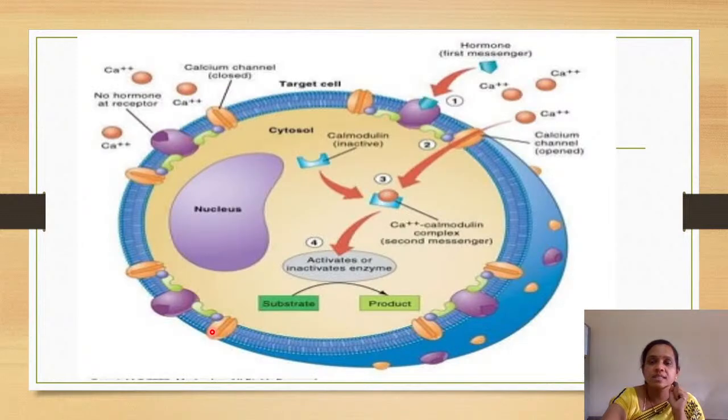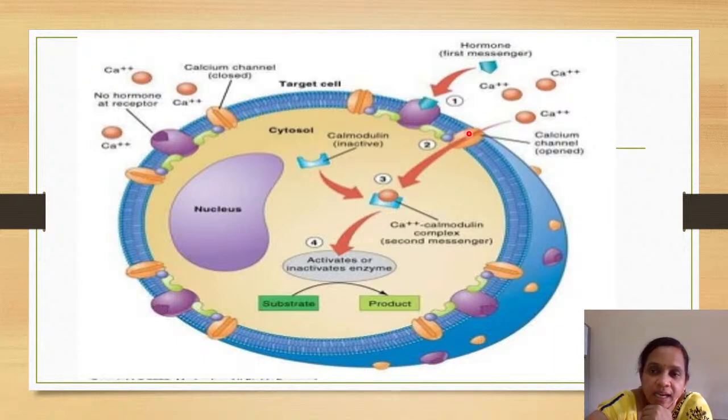Now, what is the second messenger? We'll see. Normally, this is a particular cell, and the calcium channels are closed. This is a hormone receptor. When the hormone is not there, or there is no activation of this receptor, the calcium channels are closed. That is what we observe throughout the cell. Now, the primary messenger, the hormone, has come and sits onto its receptor. Once it sits onto its receptor, it opens the calcium channels.